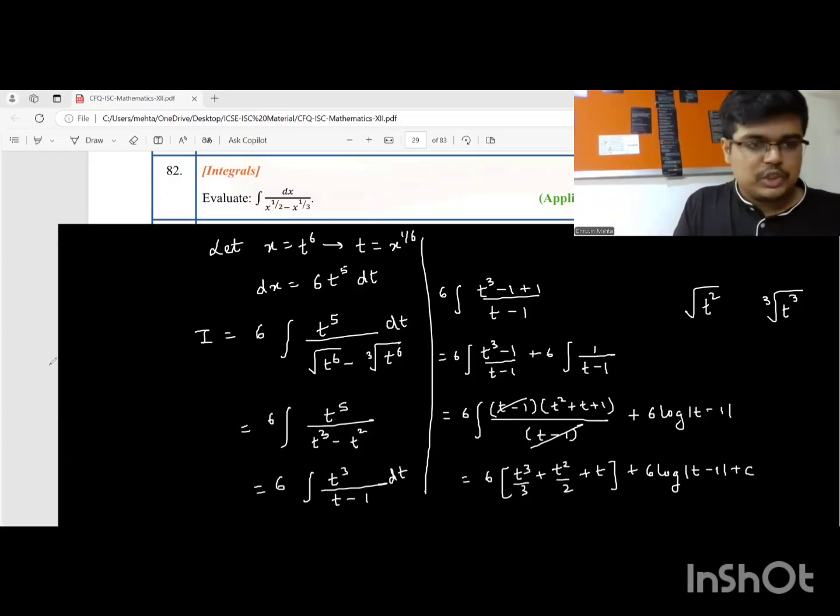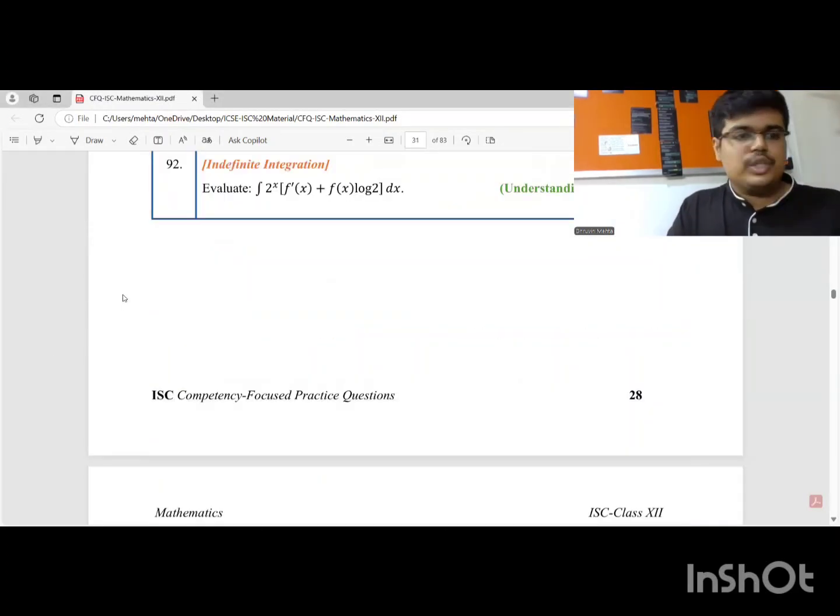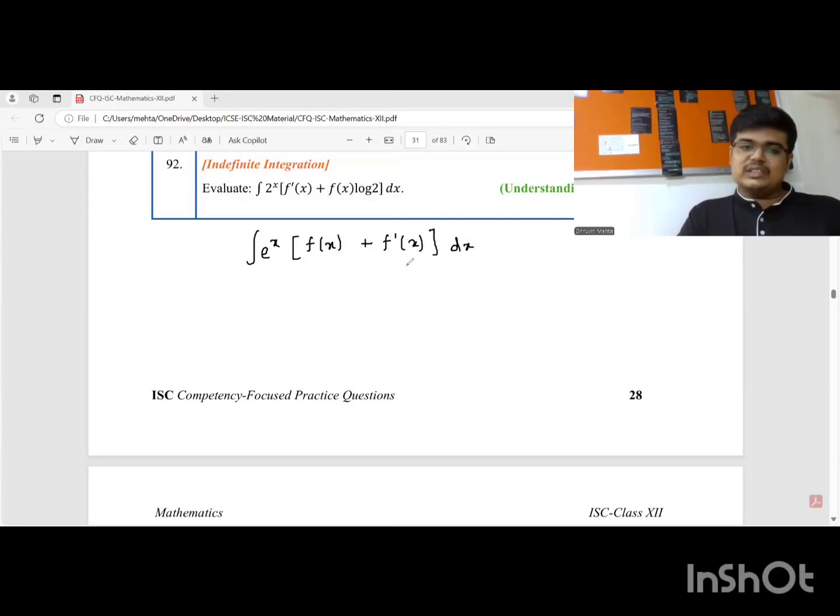Some students will move to the next one, which is question number 92. Question 92 is actually a direct application of this rule, students. Integration e raised to x into f of x plus f dash x dx. This rule. We are going to use the same rule over here.